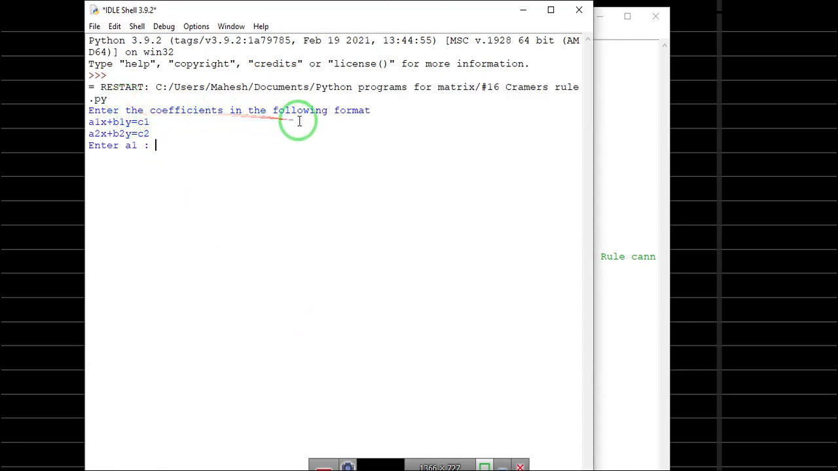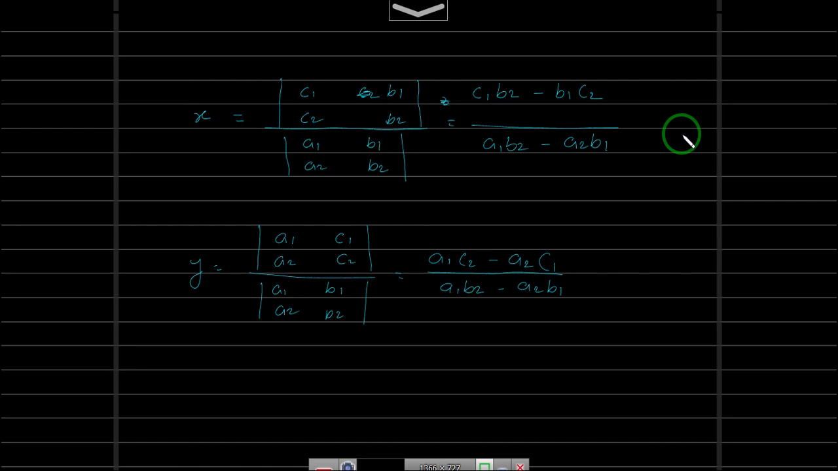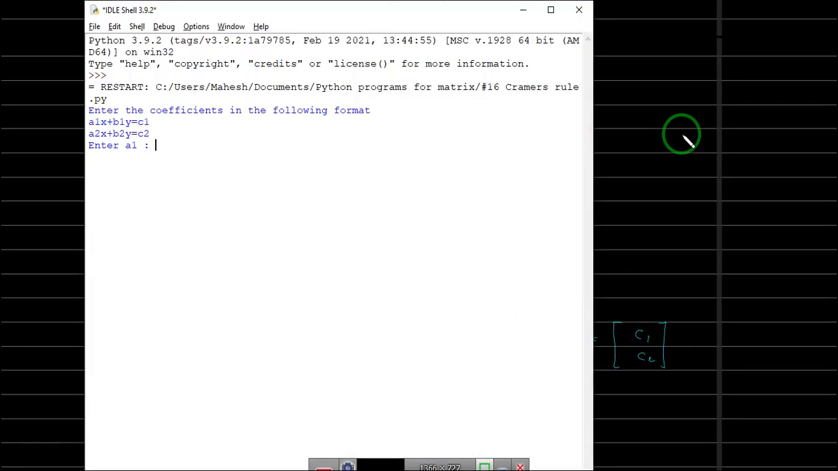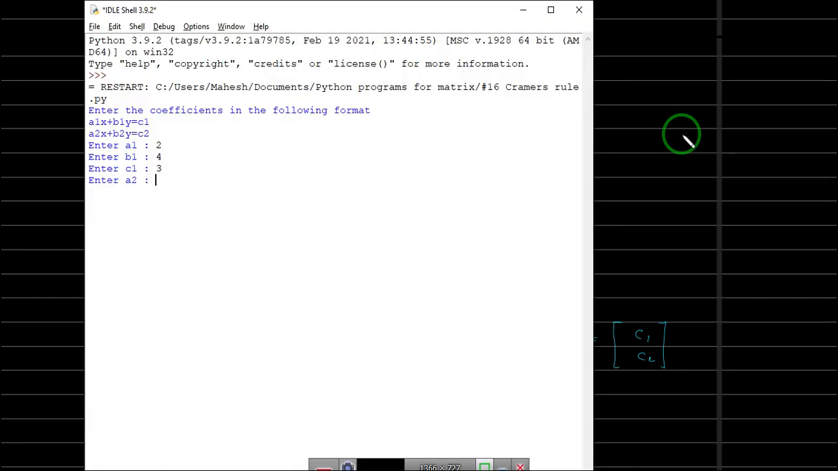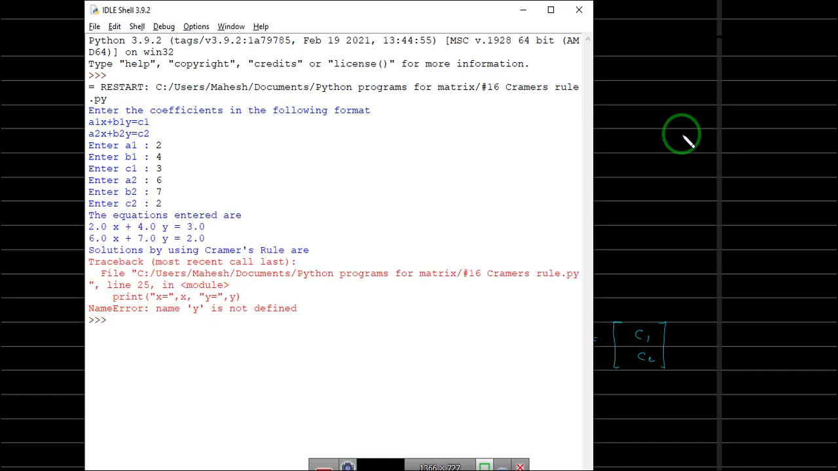Yeah. So enter the coefficients in the following format. Let's go back with the same equations we had earlier. It was 2 4 3, and then 6 7 and 2. The equations entered are this. The solutions by using Cramers rule are this. The name y is not defined.